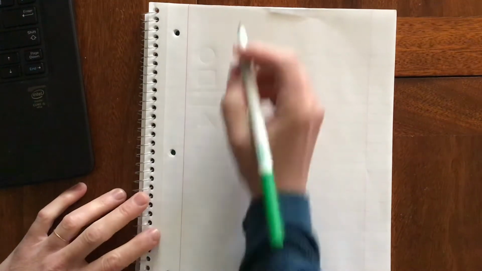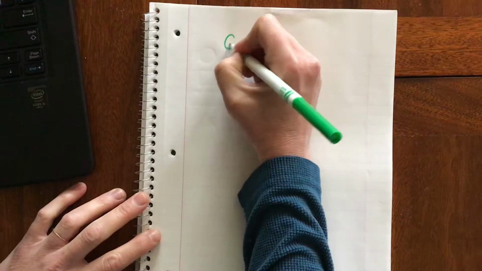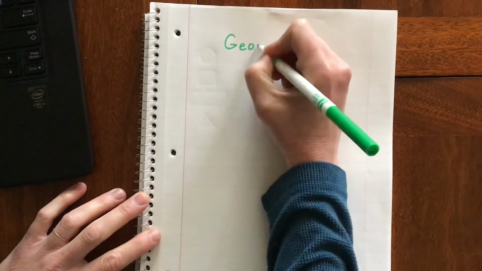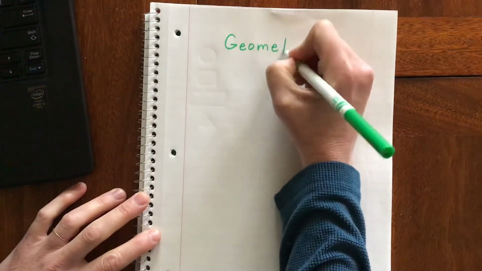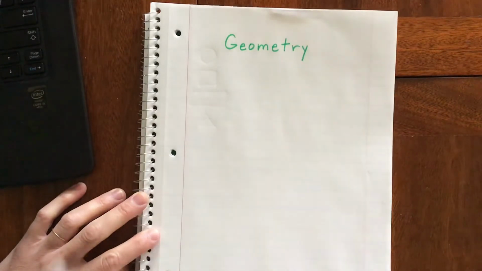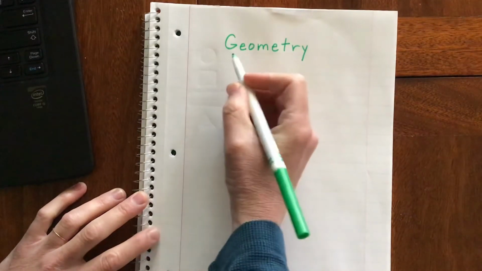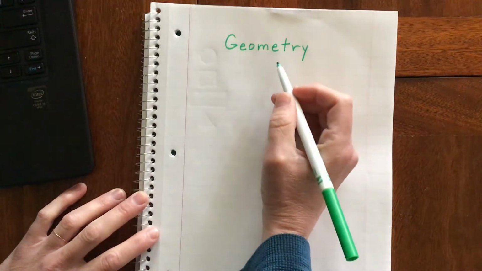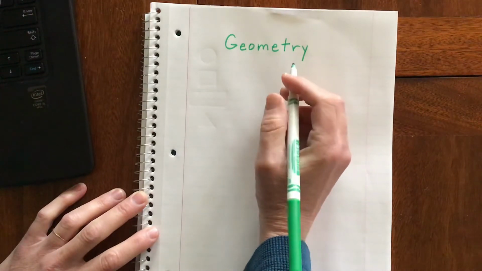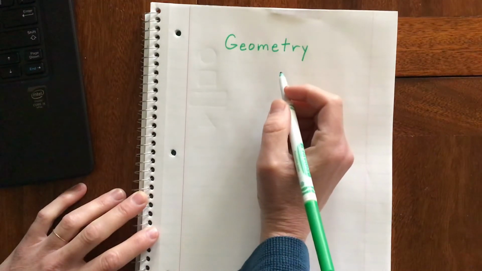Hello, second grade friends. We are going to start a new math unit called geometry. So geometry is the study of shapes. So we're going to start by working on some vocabulary.